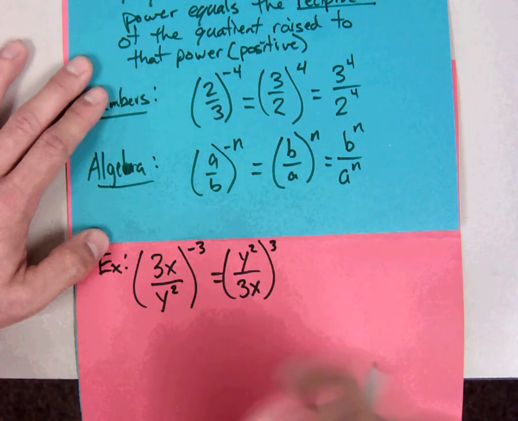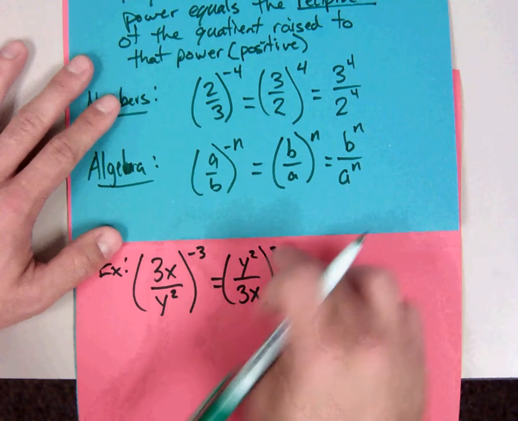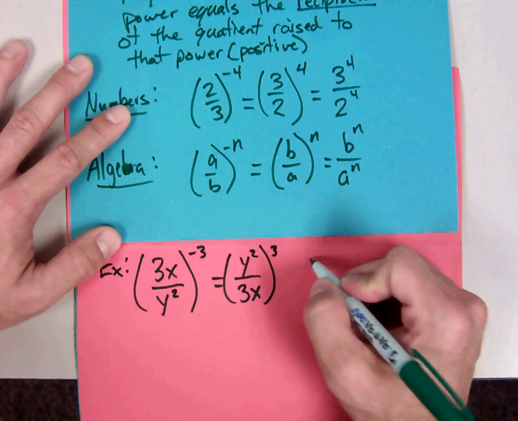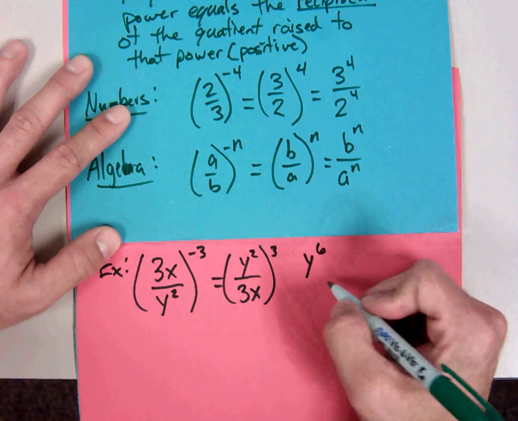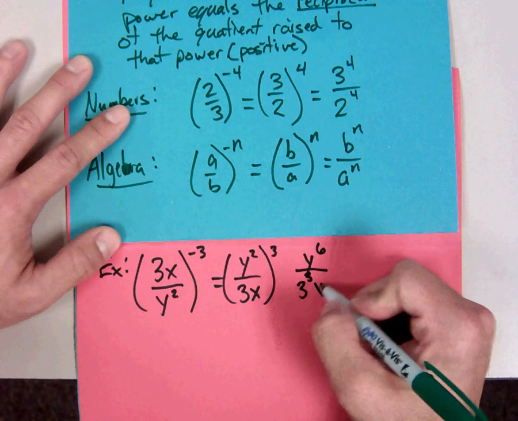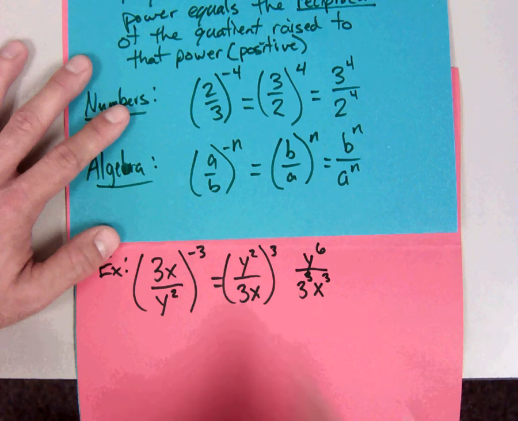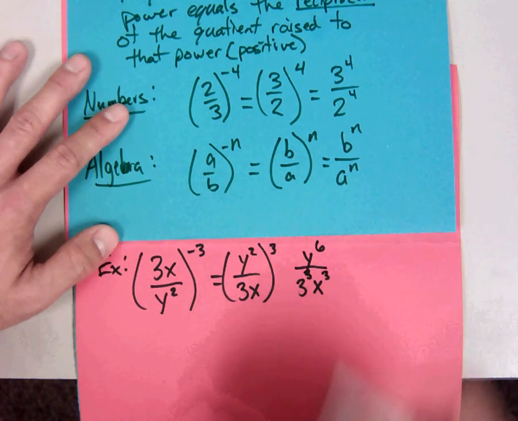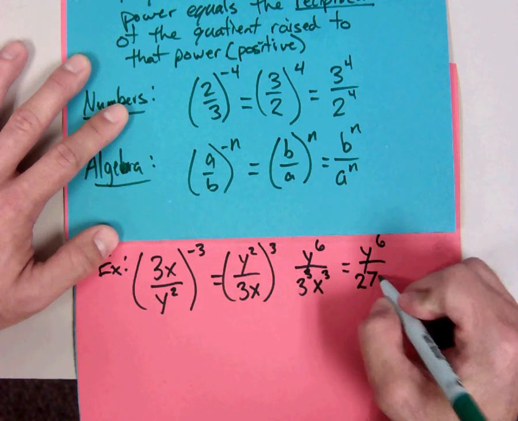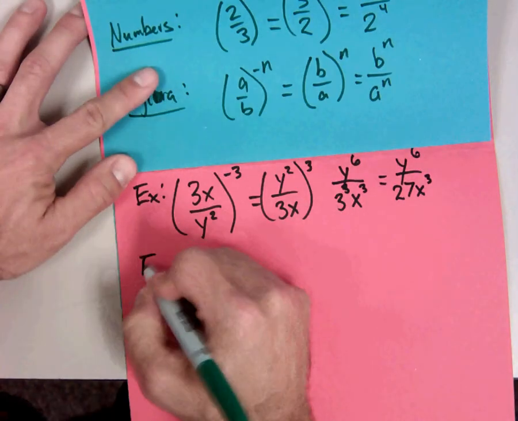Just like before, with a quotient raised to a positive power, each base is raised to that power. So remember, power of a power property, multiply, you're going to start off with 2 times 3, so you have y to the 6th divided by 3 to the 3rd times x to the 3rd. And I could figure out what 3 to the 3rd is, because I know 3 times 3 is 9, and 9 times 3 is 27. So really I could take that a step further and say y to the 6th divided by 27x cubed.